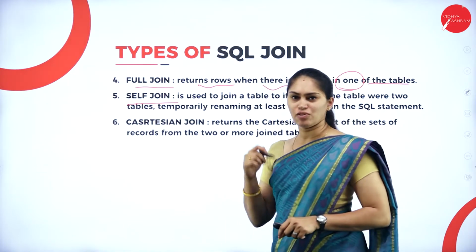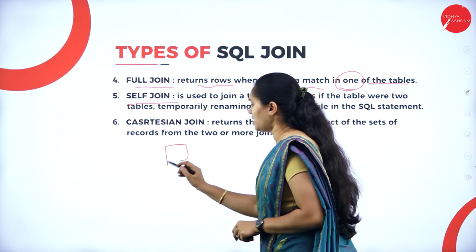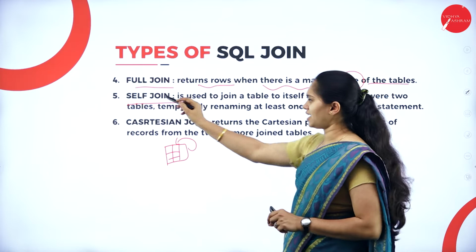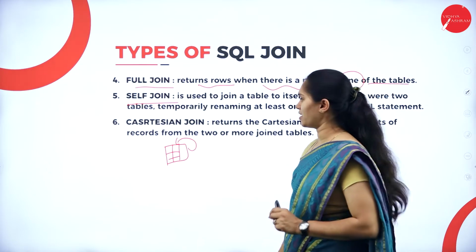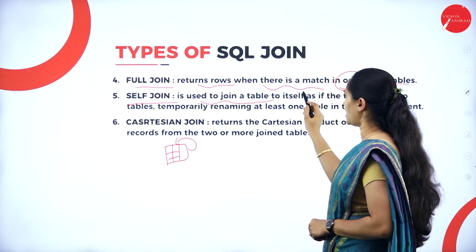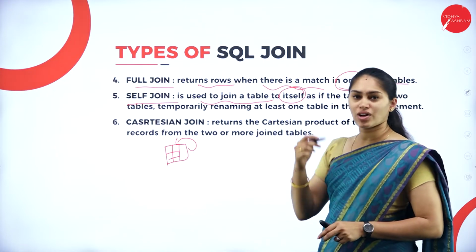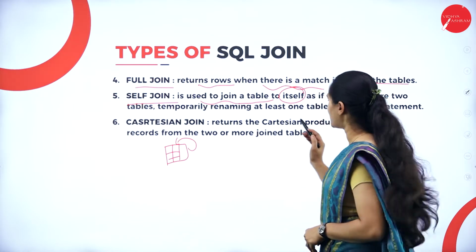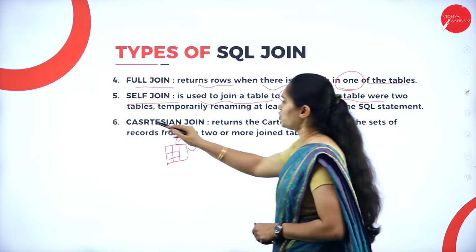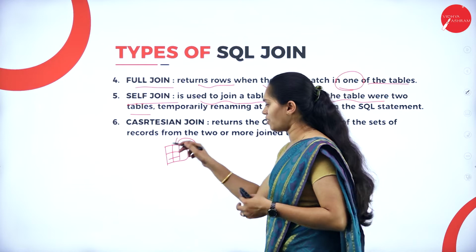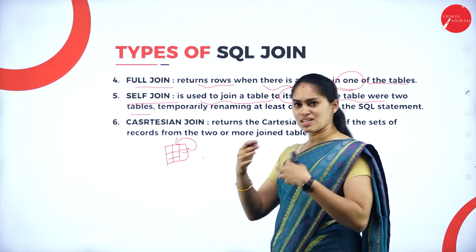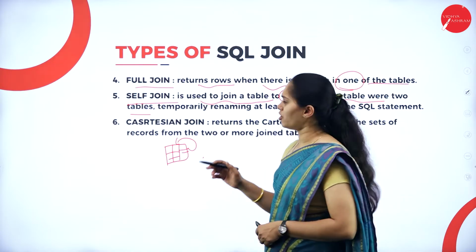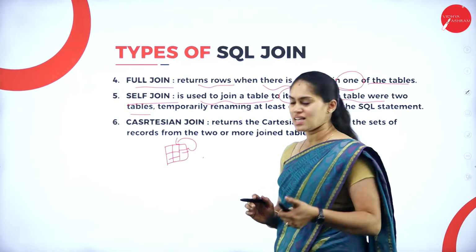Then what about this self join? If I am joining the content of this table to the table itself, then I can say it is a self join, which is used to join a table to itself. So we are joining the rows of a table to that table itself, as if the table were two tables. If I have one more table like this, it will just be a duplication or replica of the same table. In order to have that kind of operation, we have this self join, right?